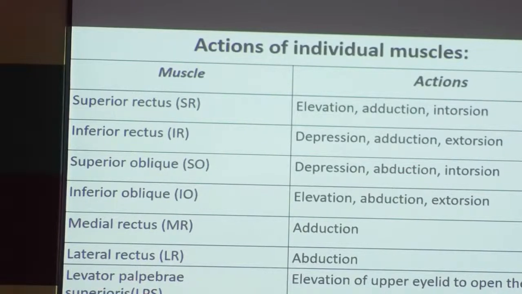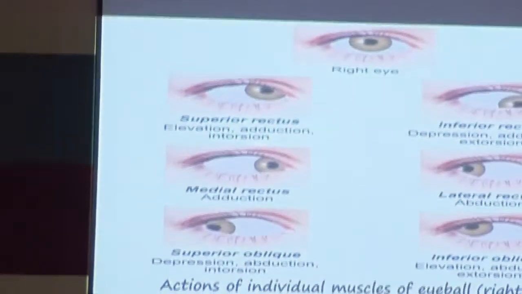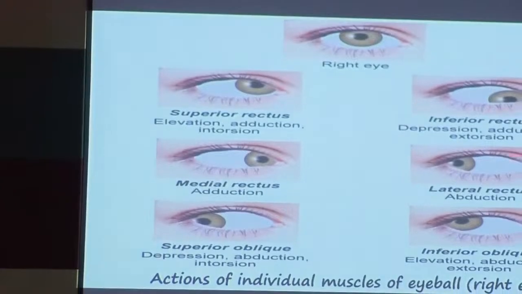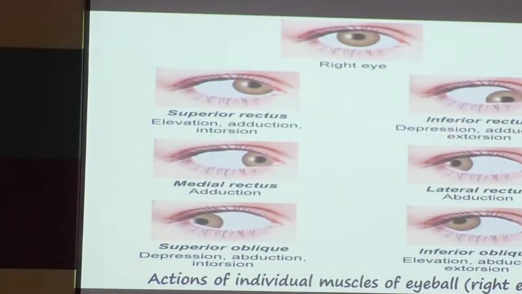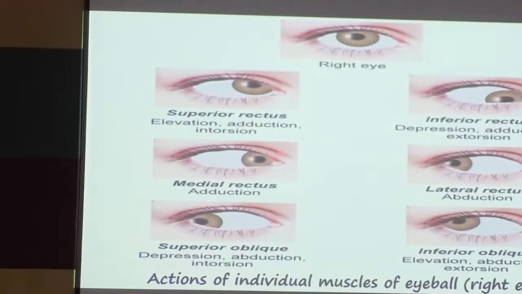Now this levator palpebrae superioris causes elevation of the upper eyelid to open the eye. See, this is the normal position of the eye. Superior rectus is causing this position, causing elevation, adduction, intorsion. Inferior rectus is causing this depression, adduction, extorsion. Both are causing adduction. This is elevation, this is depression, here is intorsion, here is extorsion. Then medial rectus is causing sole adduction, only adduction is done by it. Lateral rectus is causing only lateral abduction.